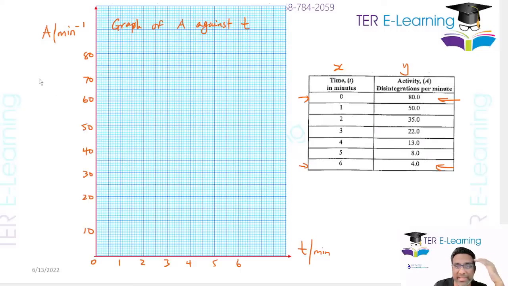The scale, well, you could specify the scale. The scale I'm using here on my x-axis is 2 cm to represent 1 minute, right? That's what I'm using there. And on the y, I'm using 2 cm to represent 10, right? And you need to put this on the graph, right? You all need to put this on the graph.